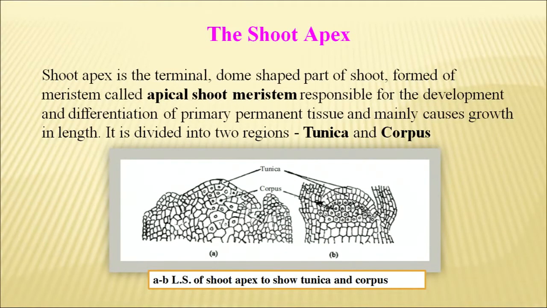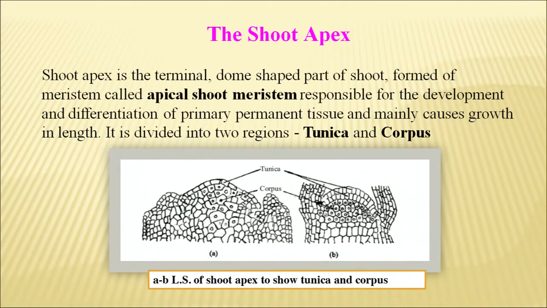So, now let us talk about the shoot apex. Shoot apex is the terminal dome shaped part of the shoot. It is formed of meristem called apical shoot meristem, and it is responsible for the development and the differentiation of primary permanent tissue. And mainly it causes the growth in length.